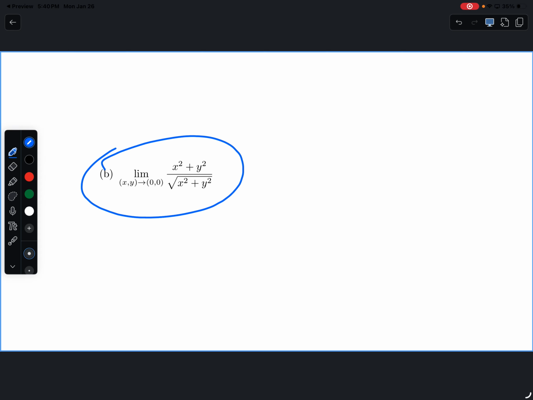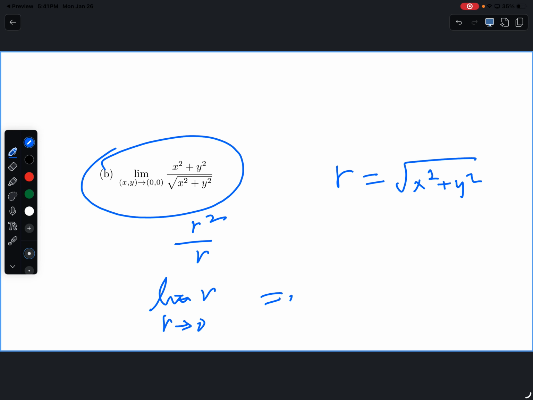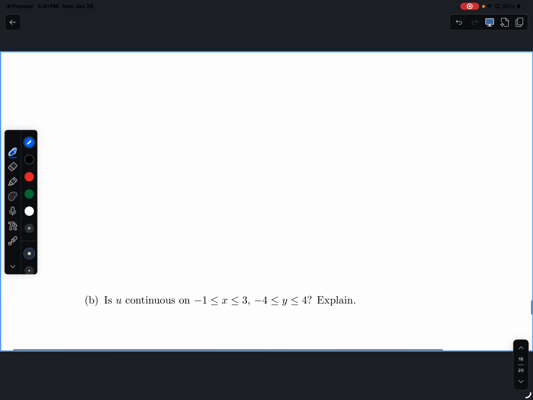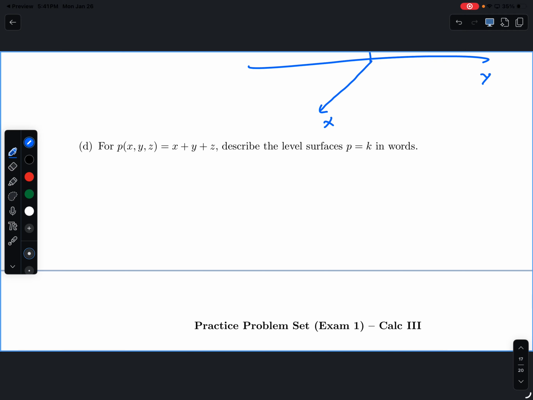Take x squared plus y squared equal to r, or take r equal to square root of x squared plus y squared. Then the denominator will be r and the numerator will be r squared, which will be r. So if you take the limit as r goes to 0, this becomes 0. I'm going a bit quick, so there might be typos or maybe I'm simplifying somewhere a little bit wrong. So yeah, that's it. Just do practice on this one and I think it should be enough.